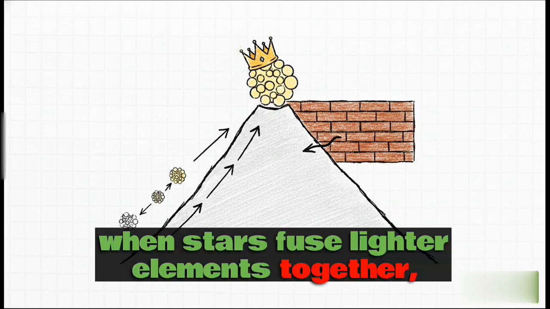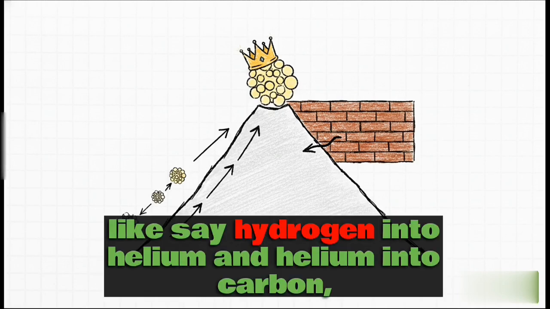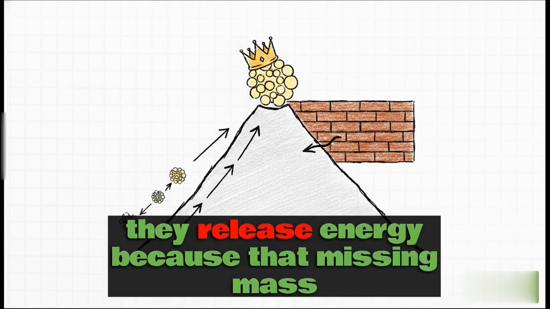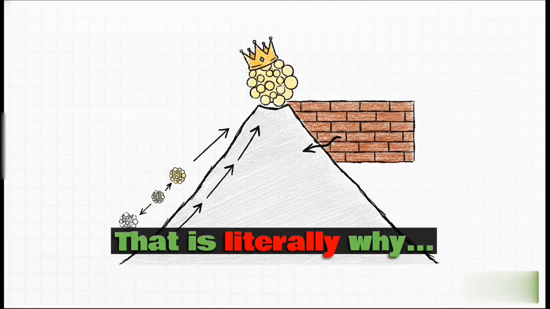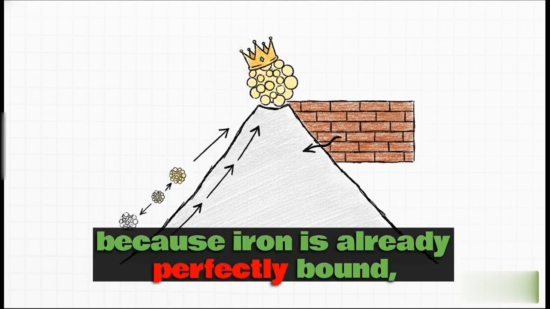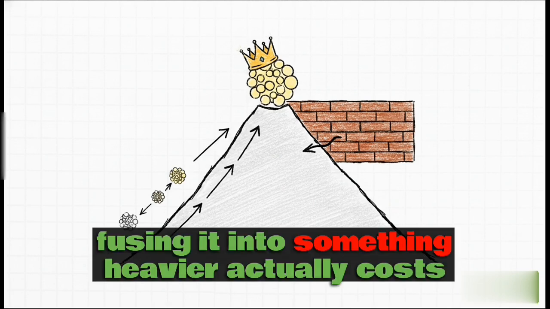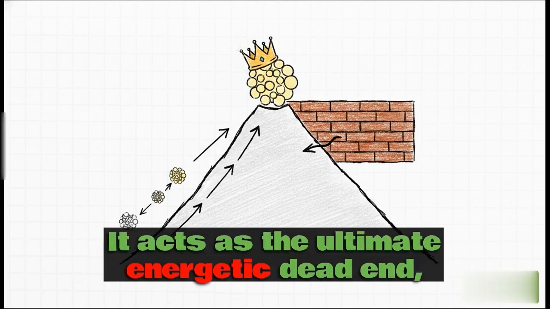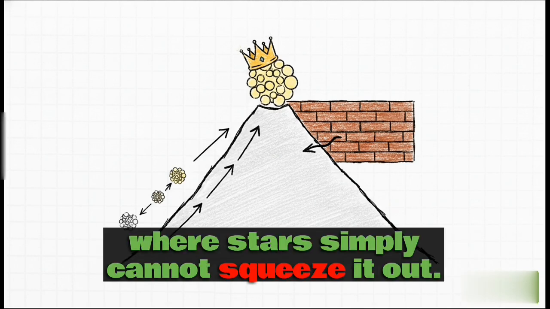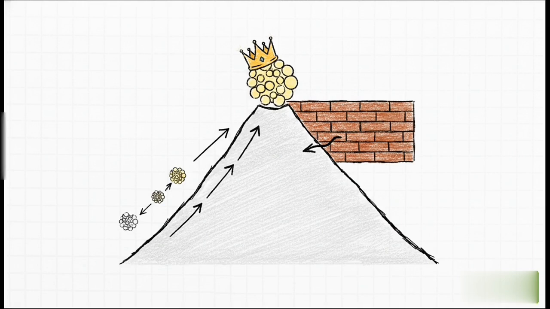You see, when stars fuse lighter elements together, like say hydrogen into helium and helium into carbon, they release energy because that missing mass gets converted into light and heat. That is literally why stars shine. But because iron is already perfectly bound, fusing it into something heavier actually costs energy instead of creating it. It acts as the ultimate energetic dead end, where stars simply cannot squeeze out even a drop more fusion energy. Whether you try to fuse it together or break it apart, iron yields absolutely zero extra energy. The party literally stops right here.